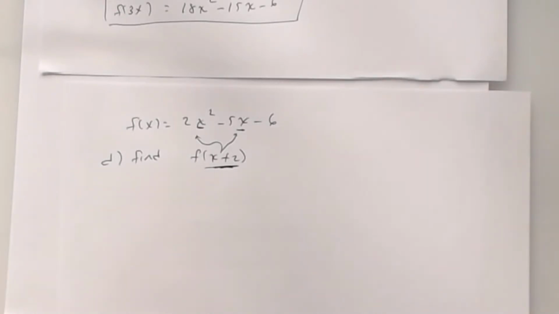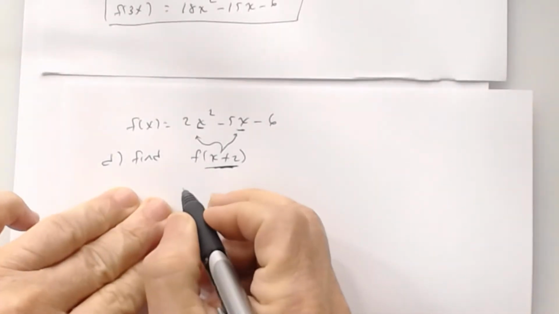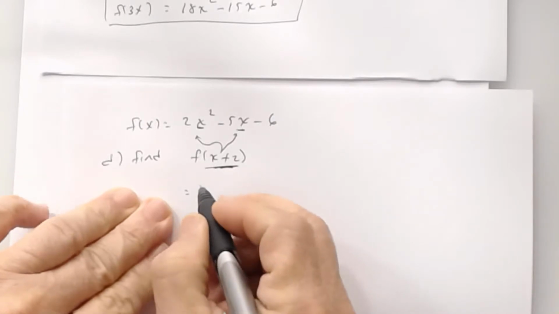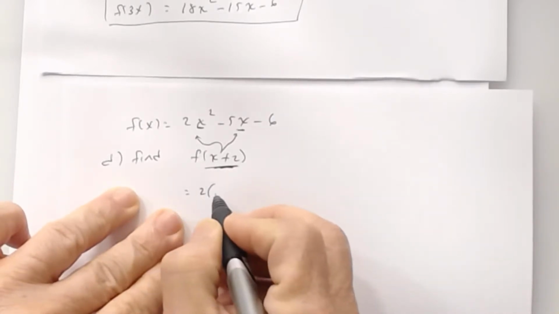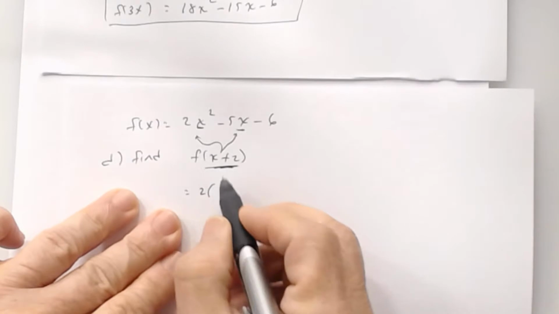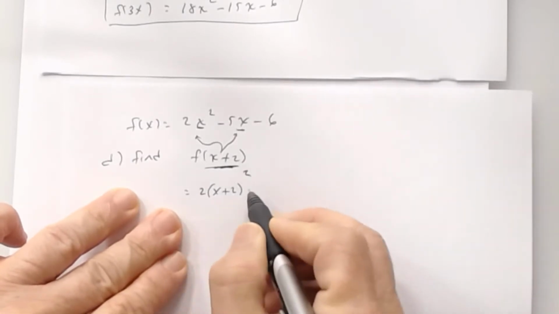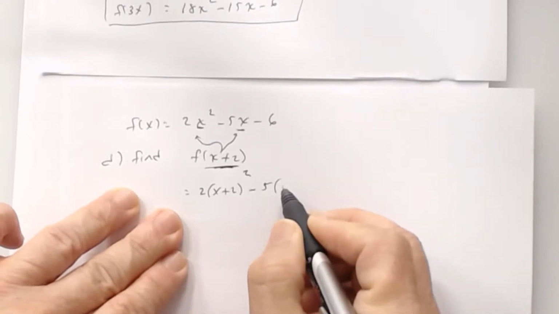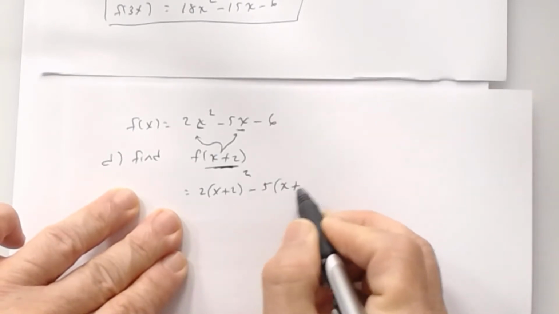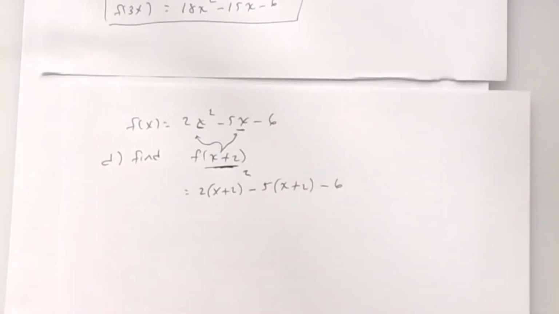All right, so then I get this. Notice the steps. Notice your steps. So you can say, I'm going to get 2 times in parentheses, what do I substitute? X plus 2. What am I doing to that x plus 2? Good. Minus 5 times in parentheses, what do I substitute? X plus 2, and then minus 6. So that's where I'm at.